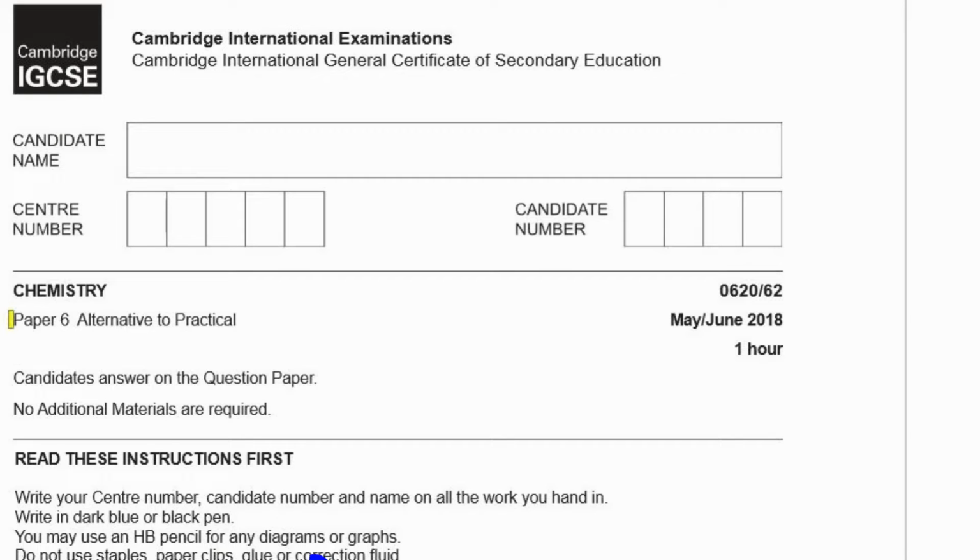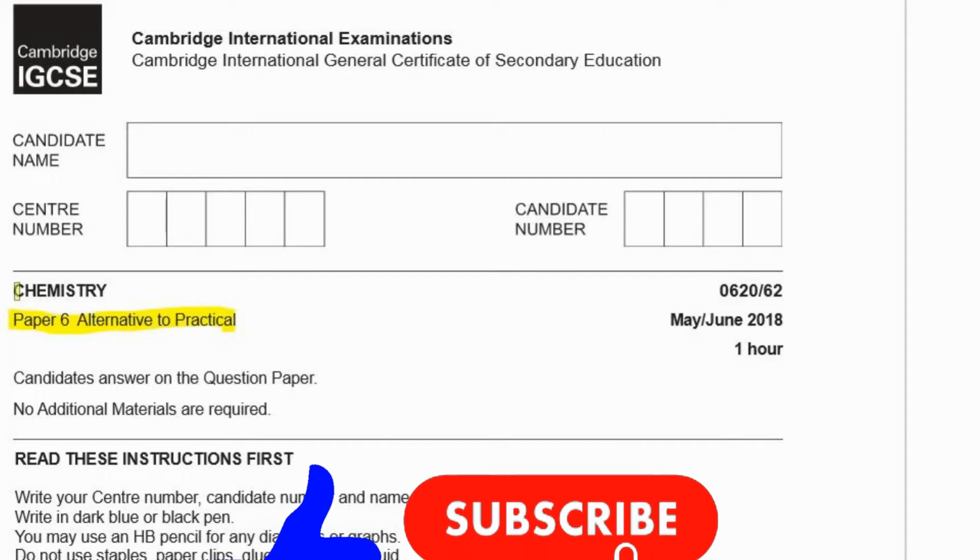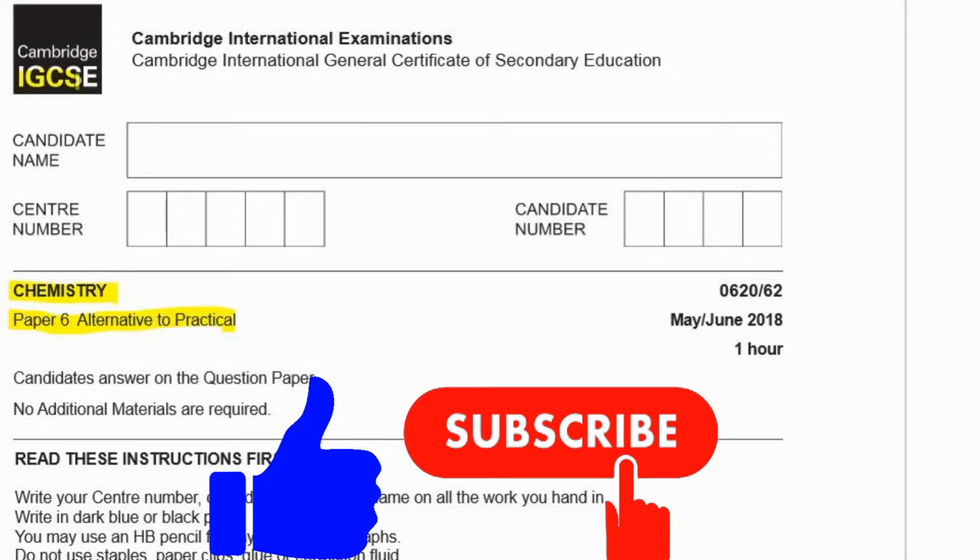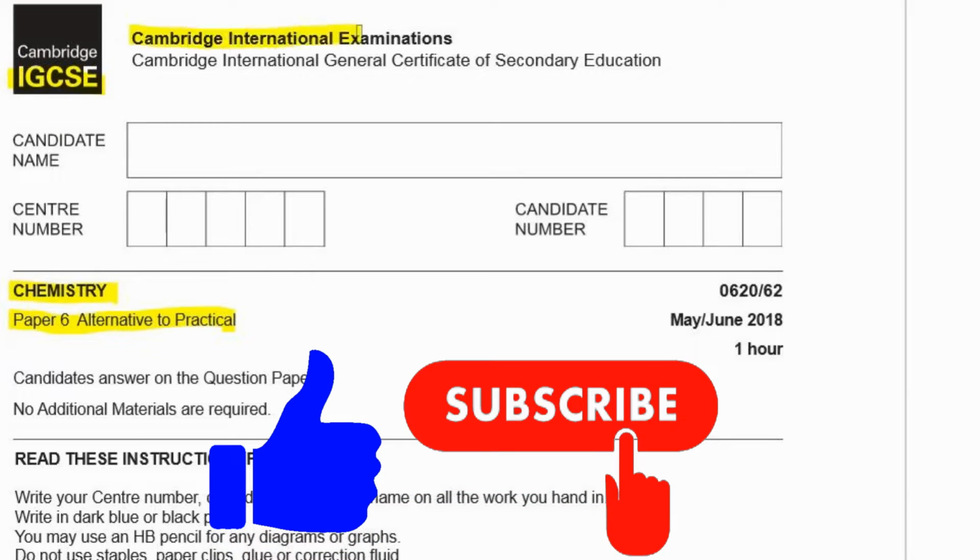All right, let's go through paper 6, which is the alternative to the practical for chemistry. This is for IGCSE from Cambridge International Examinations, May-June 2018, and this is variant 2, so the code is 0620/62.